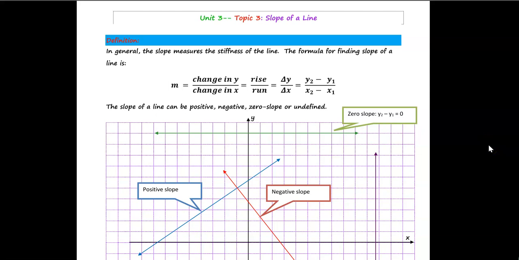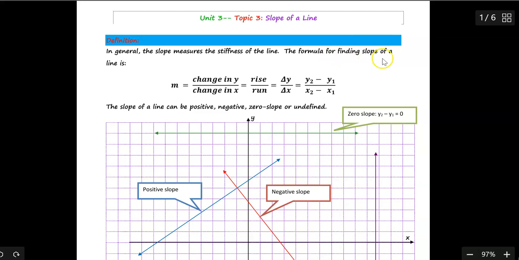Hello everyone. In this video, we will talk about the slope of a line. In the previous video, we learned how to sketch the linear equation. The linear equation is a straight line, and the straight line that you have will have a slope. The slope measures the steepness of the line that you sketch.